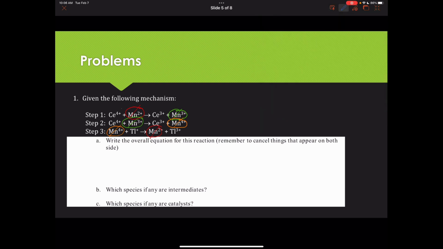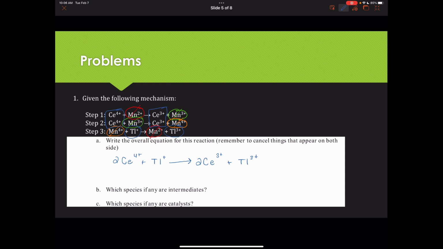So that's going to leave me with the Ce4+. There's 2 of them, so I'm going to have 2 Ce4+. And then I have my Tl+. And then over on my product side, I've got the Ce3+, so there are 2 of them. And then I have the Tl3+. So that's my overall equation. That's indicating what we start with and what my net change is going to be.